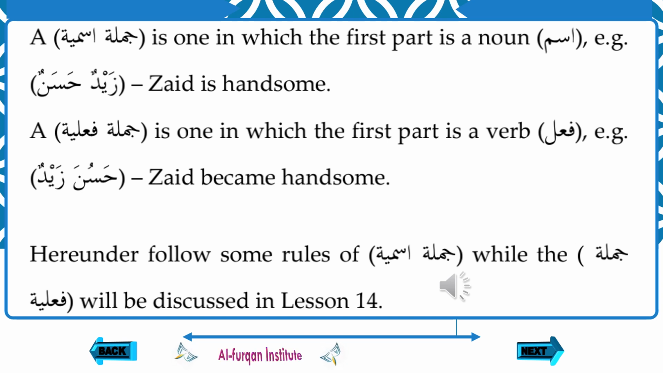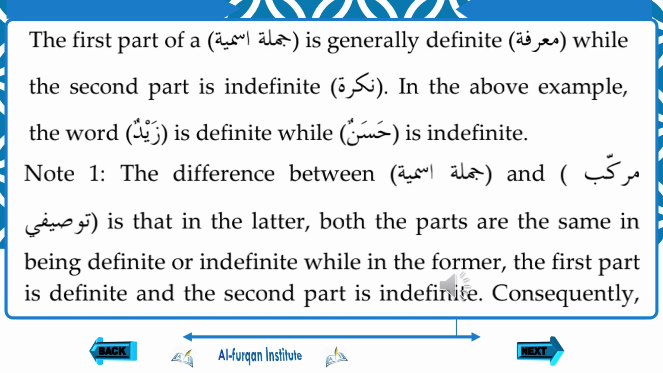Here we shall follow some rules of jumla to ismiya, while the jumla to fi'liya will be discussed in lesson 14. The first part of jumla to ismiya is generally definite, that is ma'rifa, while the second part is indefinite, nakiratun. In the above example, the word Zaydun is definite, while Hasanun is indefinite.